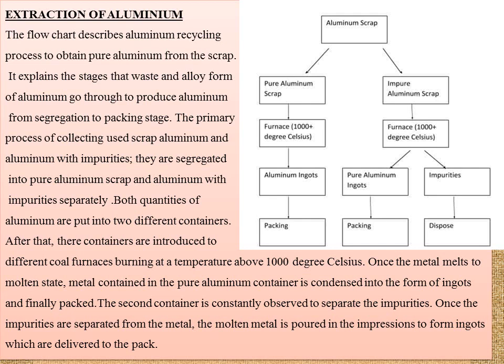Or the other way around, you can say that aluminium scrap is separated into pure aluminium scrap and impure aluminium scrap, and then the pure aluminium scrap is burned in a furnace which melts it down to aluminium ingots and then packed up. Or the impure aluminium scrap is taken to a furnace of 1000 plus degrees Celsius, which melts down into pure aluminium ingots and impurities, and then the ingots are packed up and the impurities are disposed of. So it depends upon your language skills how you want to describe and analyze your paragraph.